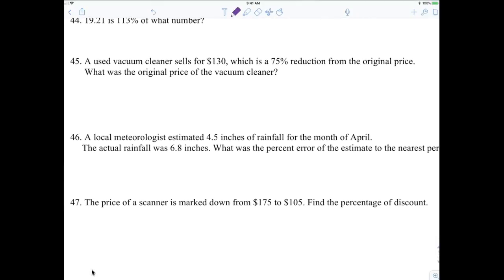Okay, now this is a very good problem too. Very similar. See who remembers. A used vacuum cleaner sells for $130, which is a 75% reduction. Just like the last problem we did. And no one knew how to do it last time. What did you think? And what did you get? So what you're telling me is the original price is less than the sale price. What do I do?